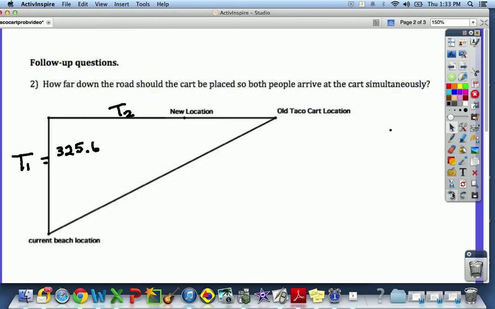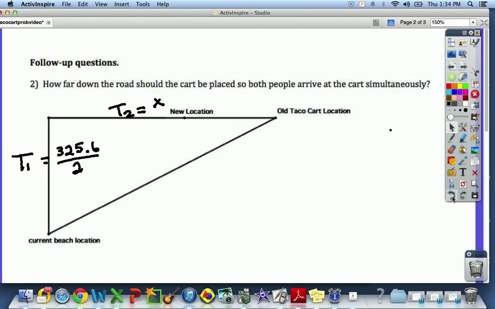The distance is 325.6 from the beach to the road, measured perpendicular to the road, and the traveling rate across the sand is 2 feet per second. So therefore, we can find the time by dividing the distance by the rate. Time 2 can be found in a similar fashion.